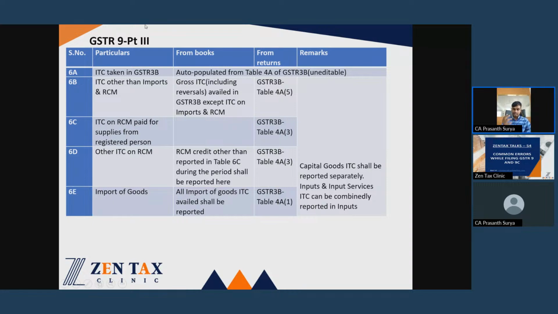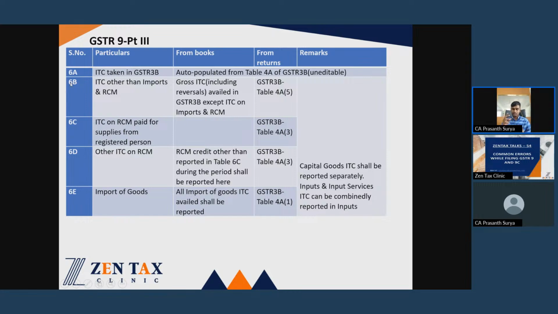So you please give the gross ITC. Gross ITC, I mean, including reversals. Even if there's a motor vehicle ITC, you separate it into inputs or input services, and you give that breakup. So that is the first set of discussion with respect to filling table 6B.